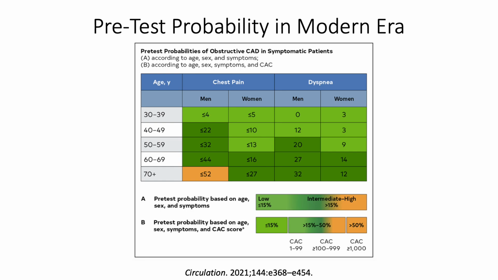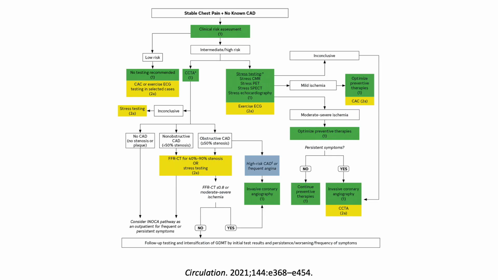There are newer models for estimating pretest probability in the modern era, and so those are going to use age, sex, and the symptoms, and you can also use like a coronary artery calcium score, which is a special CT scan that looks at how much calcium is in your vessels.